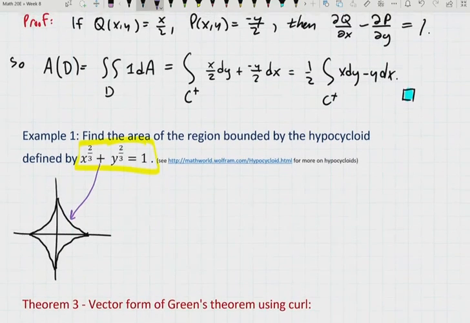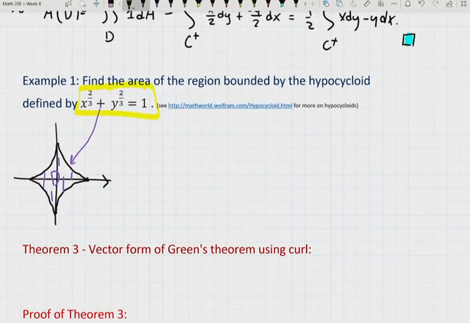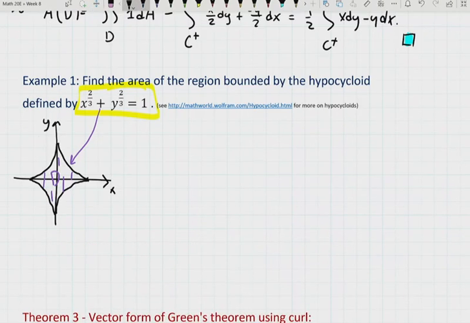So we want to find the area of this region that's bounded by that curve. And if you try to do it using traditional methods, you'd probably get stuck and not know what to do. You get a really ugly integral. You can just take my word for that. Or we can try using our new theorem. So here's the answer.